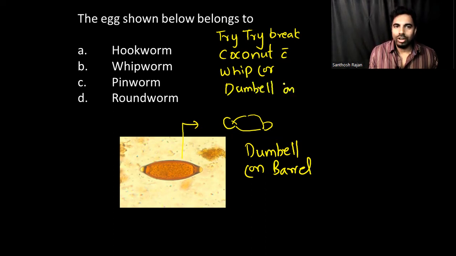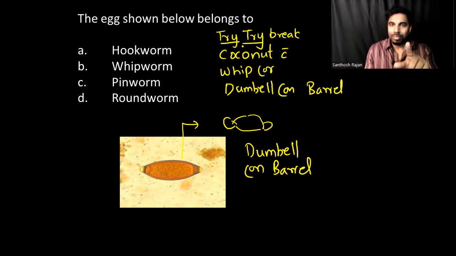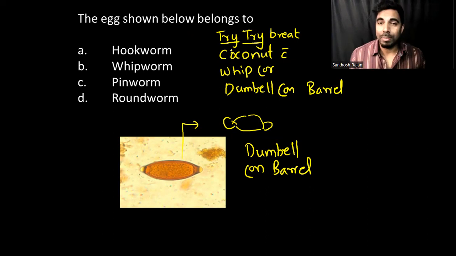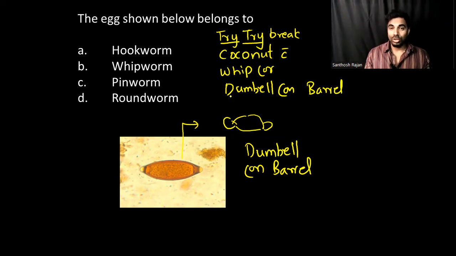Dumbbell or a barrel. Okay, you got it. Many try Cube Bola, because there are other T's about, there are other parasites also. For example, Trichinella spiralis also. So the examiners might confuse you. So remember, Try is basically what? Trichuris trichiura. Okay, so this is the answer. Trichuris trichiura.